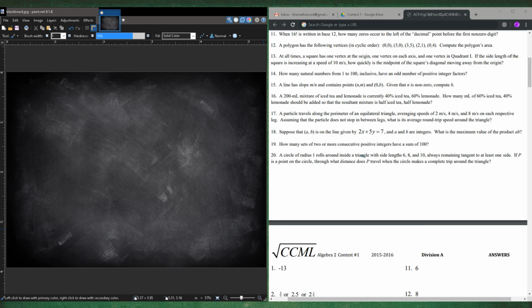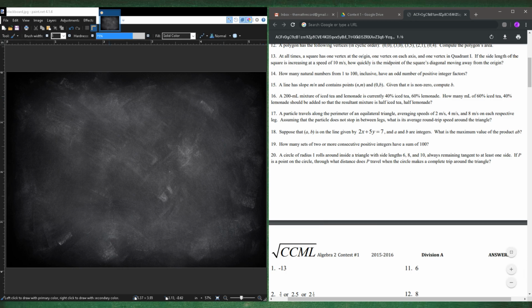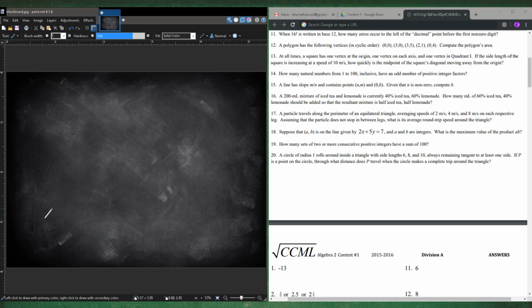Question 20. A circle of radius 1 rolls around inside a triangle with side lengths 6, 8, 10, always remaining tangent to at least one side. If P is a point on the circle, through what distance does P travel when the circle makes a complete trip around the triangle? Okay, let's make a picture.